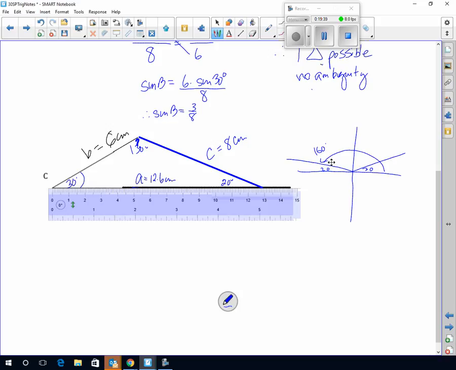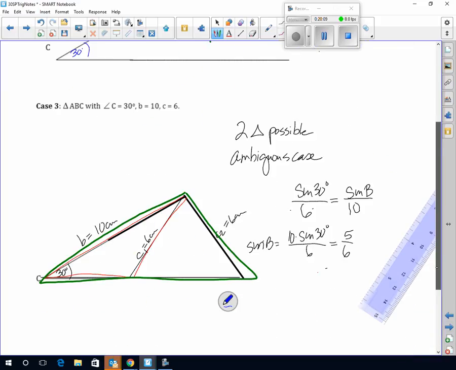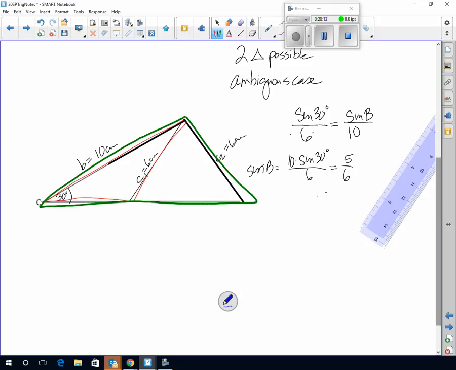So the 2 triangles that are possible would be a 20-degree angle here or a 160-degree angle right here. But what does 160 and 30 add up to? 190. So we're already over 180. So you know for sure now it has to be the 20-degree angle. Got it?